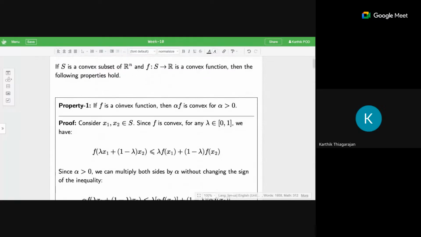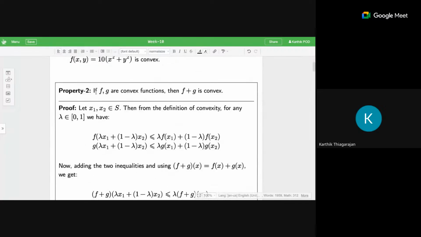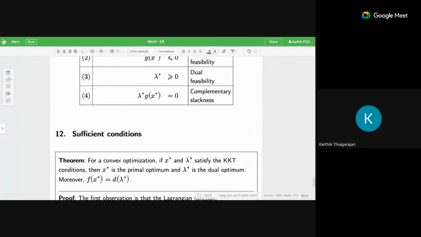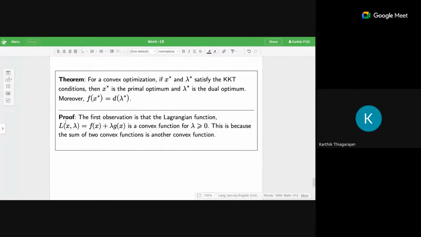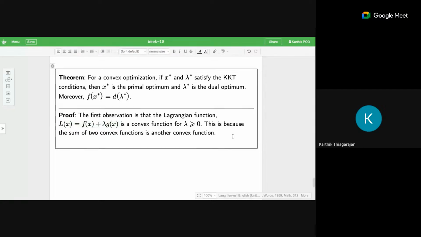If f is convex, then any positive multiple of f is convex, and you can also add 0, it doesn't matter. So we have used this property, and we have used a second property: if f and g are two convex functions, then their sum is convex. We have used these two to show that the Lagrangian is a convex function. In fact, what we are concerned with is L of x mainly. Is this clear to everyone that this is a convex function?